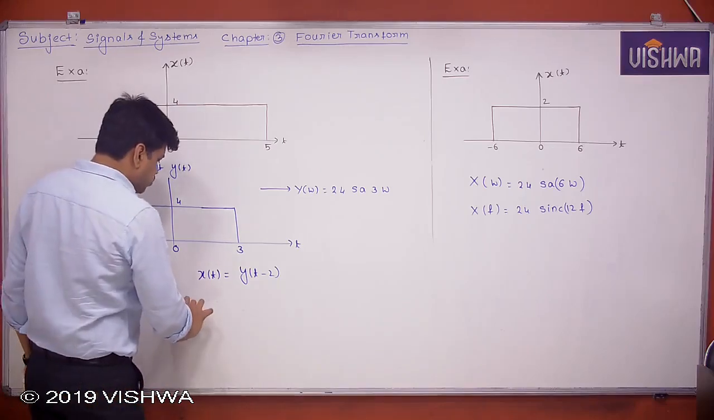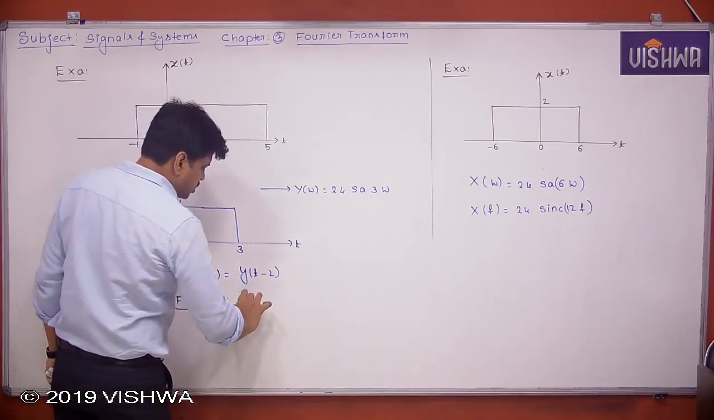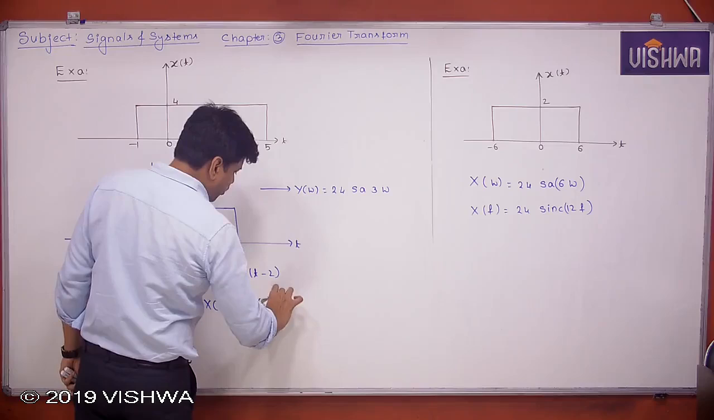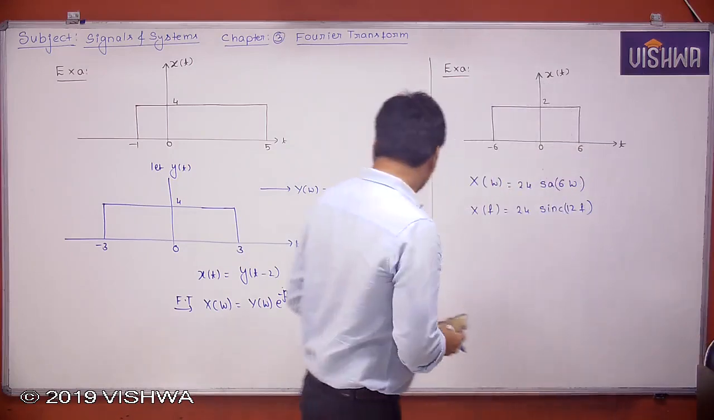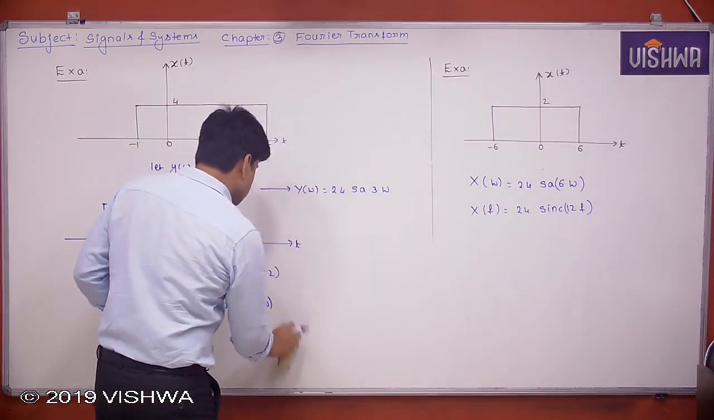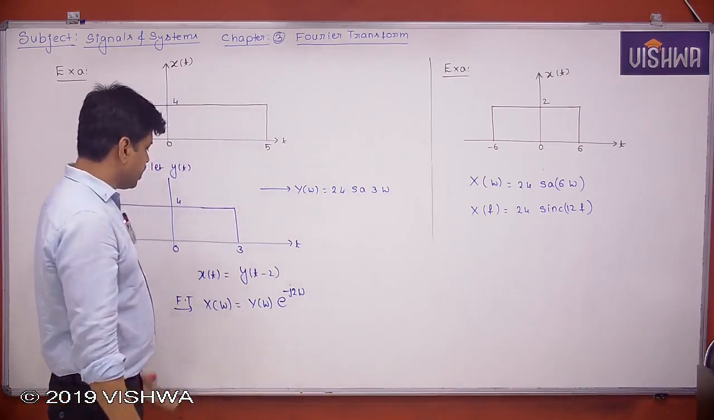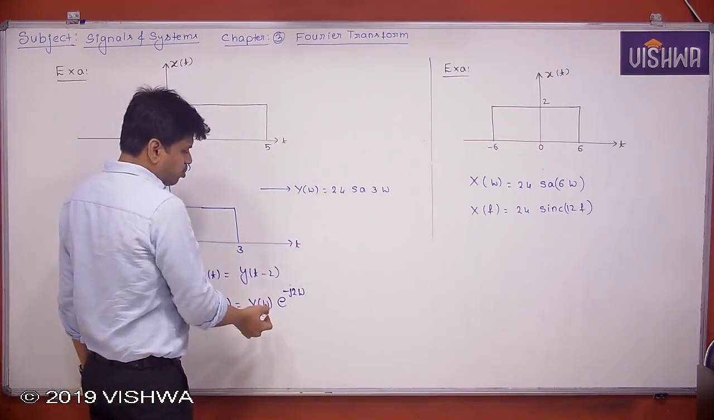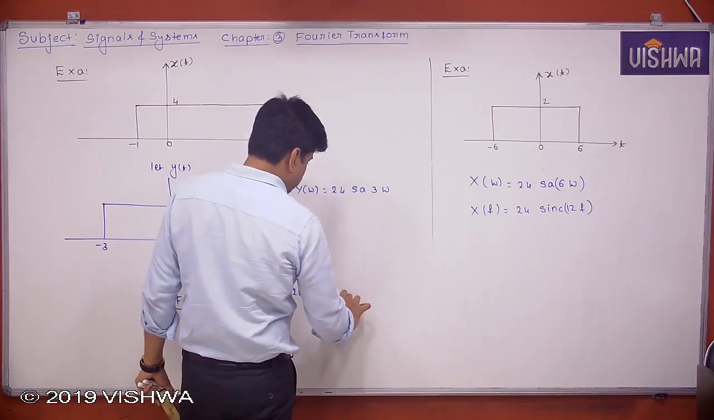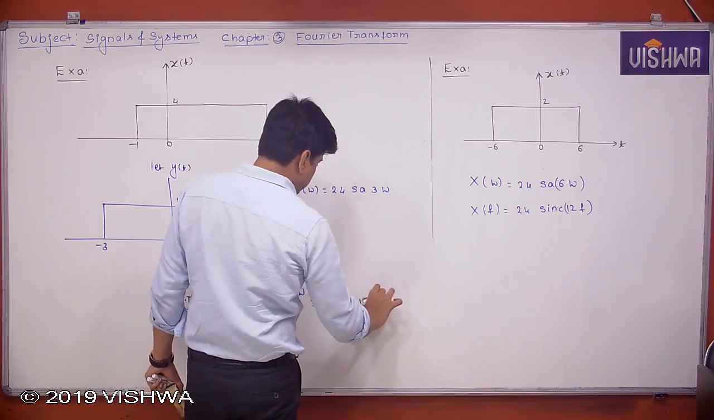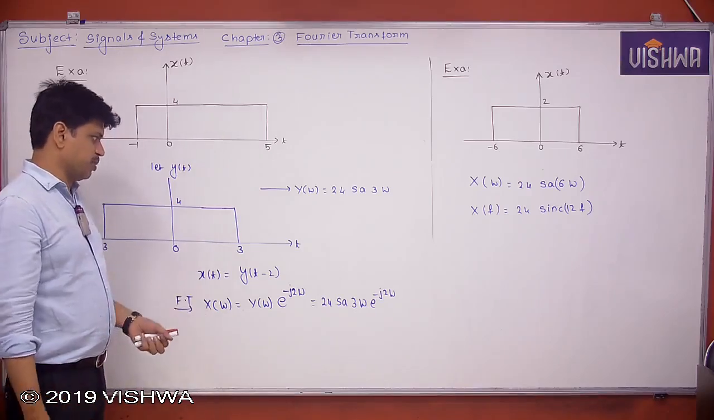Now, if I take the Fourier transform on both sides, what is X of omega going to be? It is Y of omega e power minus j 2 omega. So this is X of omega. We already got Y of omega, simply we have to multiply with e power minus j 2 omega. This is 24 sinc 3 omega e power minus j 2 omega. Time shifting property. I hope you understood. Okay, this is X of omega.